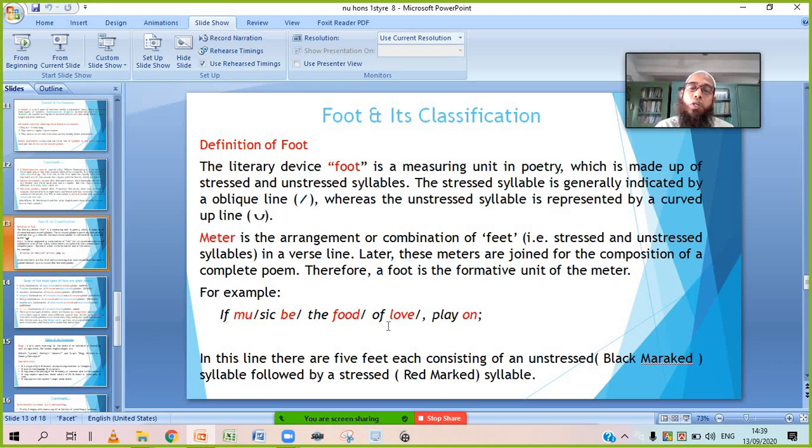Clear about iambic? Iambic means a foot consisting of one unstressed and one stressed syllable. The first one is unstressed and the second one is stressed. That you need to remember.